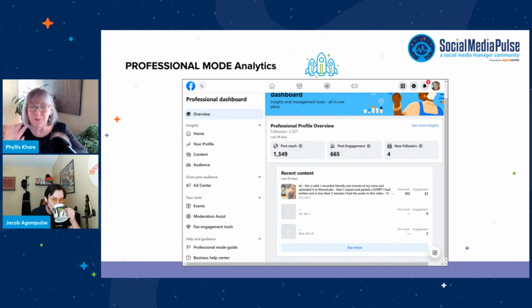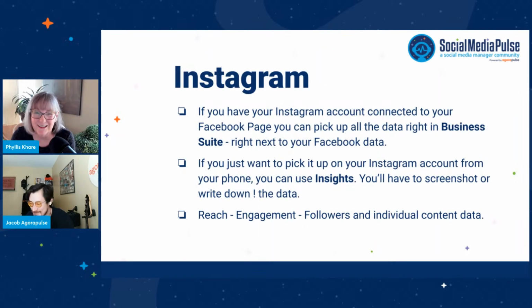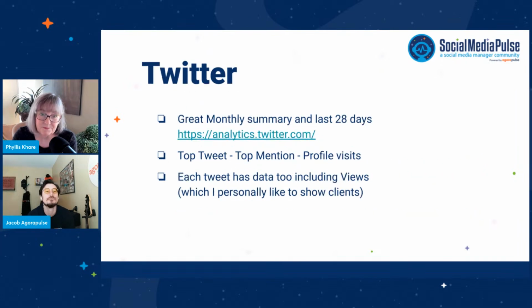The second thing, if you want to pick up two things, and this is the second thing you need to pick up, is that right there. So again, Instagram, if you want to pick it up in Business Suite, that's the best way to do it. If you want to pick it up on your phone, there's insights on your phone, but you have to screenshot or write down the data, which is very weird. And there's very little insights that you can use on Instagram natively.